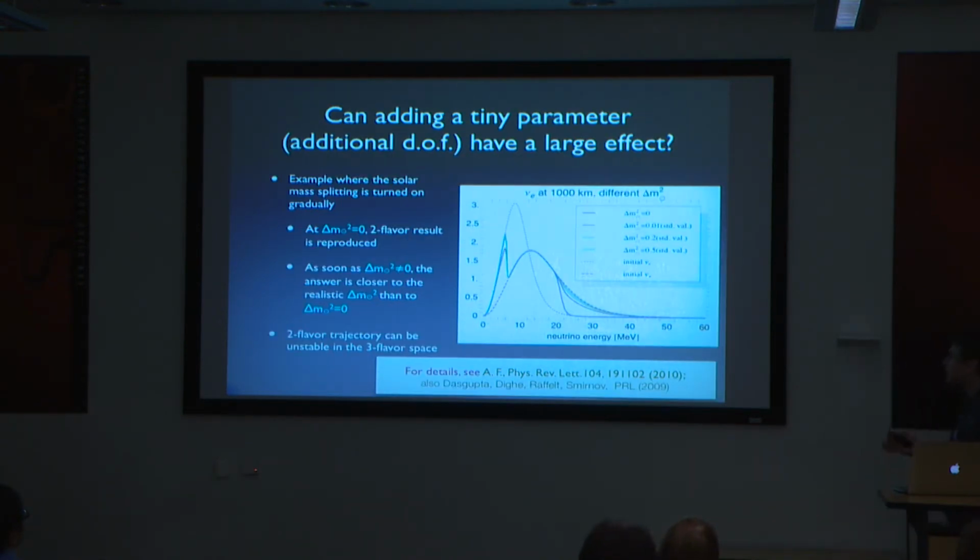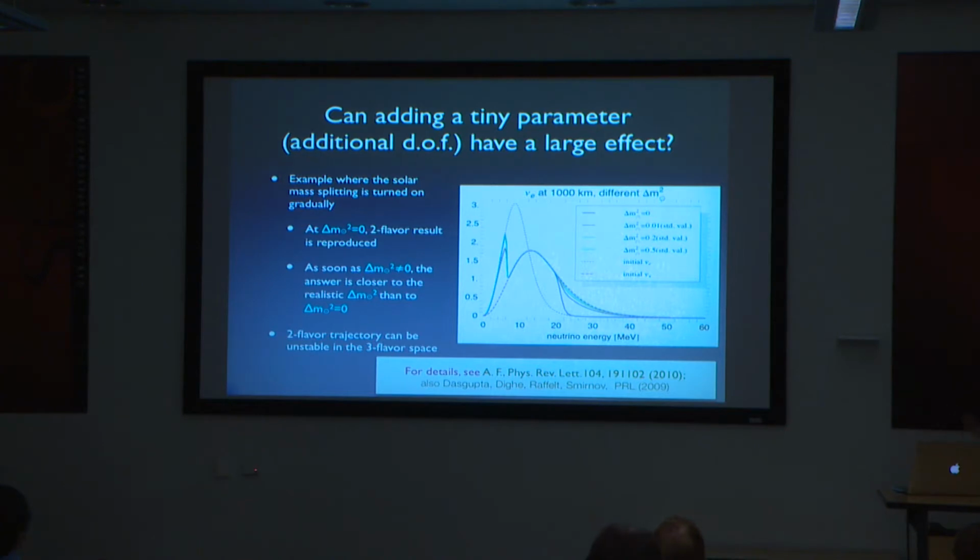There is another set of effects that has to do with the three-flavor nature of the problem. I've been showing you these two-flavor cartoons, and this field indeed started with two-flavor calculations, at least to understand what's going on. Now everybody does three-flavor calculations. But here is an interesting phenomenon. If you take a two-flavor calculation, you get some spectrum. If you add a little bit of delta m squared in the solar channel, but a very small value, 1% of the standard value, you don't expect that to do much, but it turns out that the spectrum that you get out is completely different. That's because the evolutionary trajectory can be unstable if you consider the full three-flavor space.